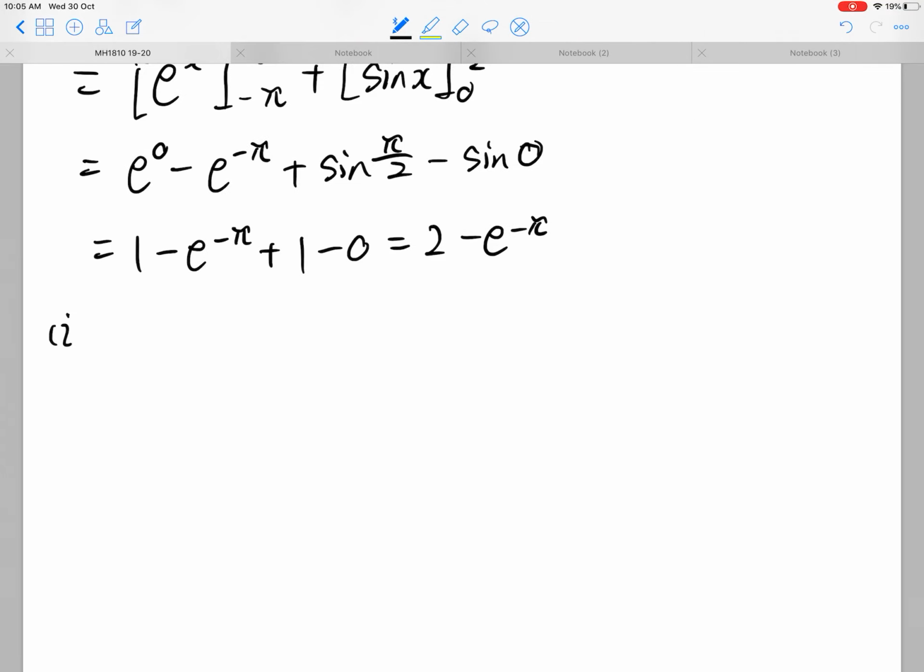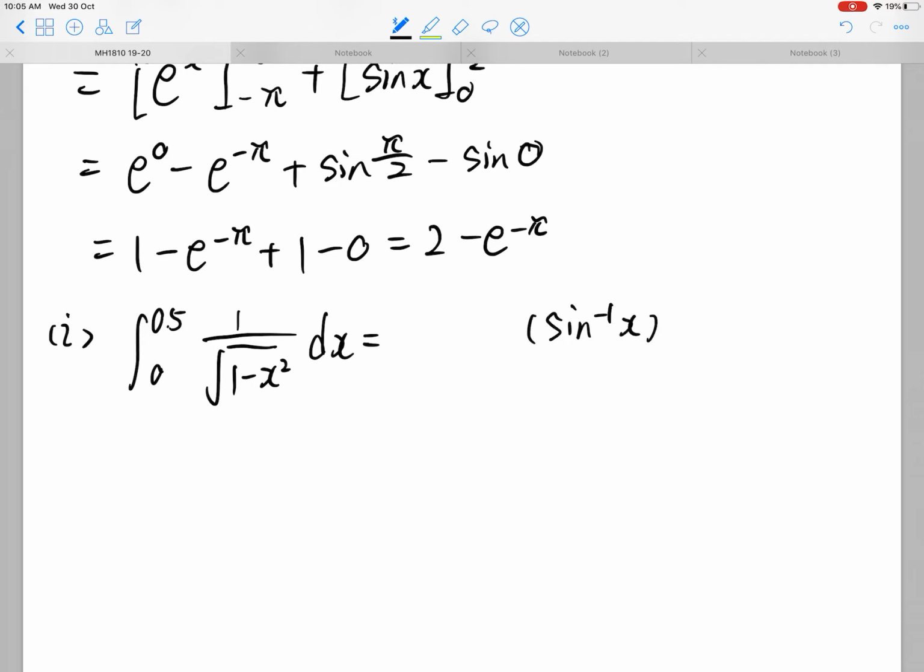And part I, it's an integration from 0 to 0.5 of 1 over square root of 1 minus x squared. Remember, sine inverse x's derivative is 1 over square root of 1 minus x squared. So the integration is just sine inverse x from 0 to 0.5.